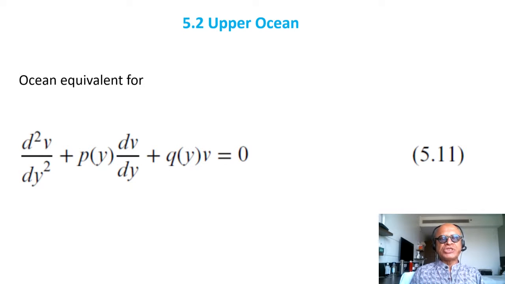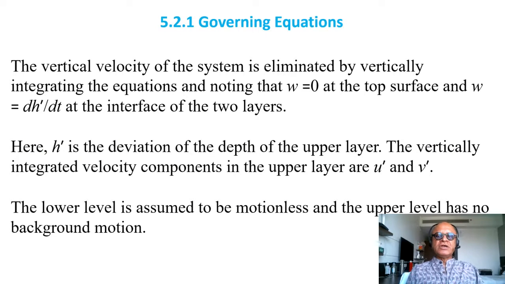Starting with the upper ocean, we are looking for the ocean equivalent of the equation we just wrote, d squared v dy squared plus py dv dy plus qyv, where we started with our perturbation linearized equations. We transformed them into just a function of v because the coefficients were independent of x and t, and that gave us the wave equation.